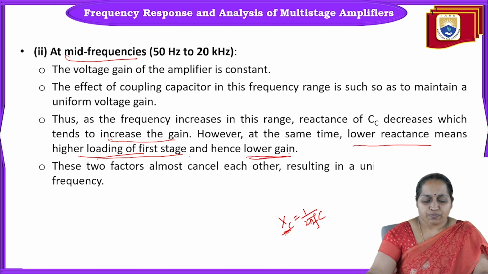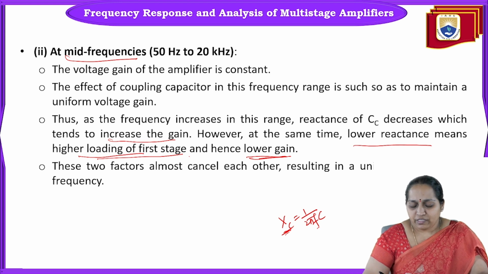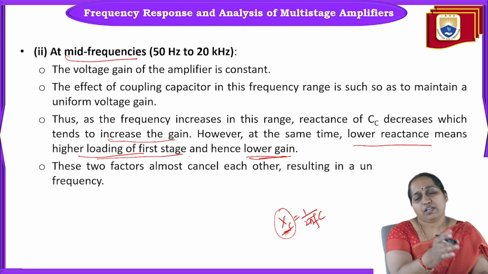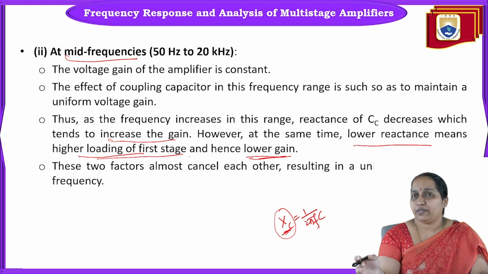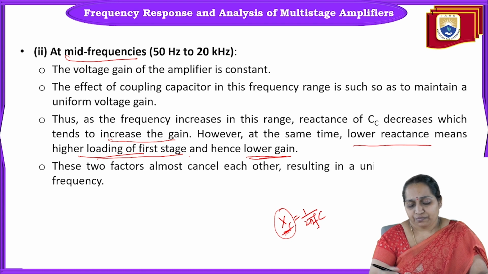Okay, so here again there are two factors. One thing is at mid frequencies, as the frequency is large compared to that of lower frequencies, now the reactance offered by the coupling capacitor is less. So because of this low reactance, what is happening? A larger portion of the input will be available at the output. So compared to lower frequencies, in mid frequencies, gain will be more because of the low reactance of the coupling capacitor.